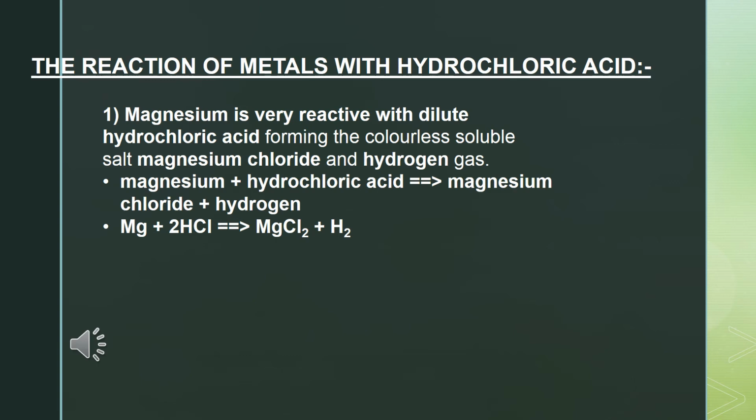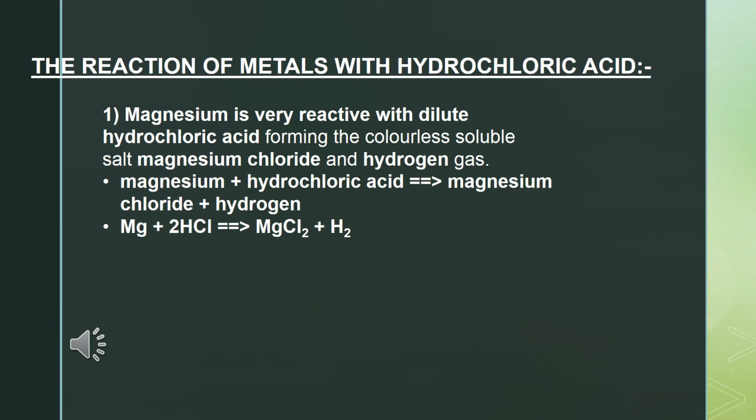Now we are going to discuss the reaction of metals with hydrochloric acid. Basically, magnesium is very reactive with dilute hydrochloric acid. Dilute means that a large amount of water is added. When water is present, there are basically two different types of solution: the dilute and the concentrated. In dilute, the quantity of water is much more.